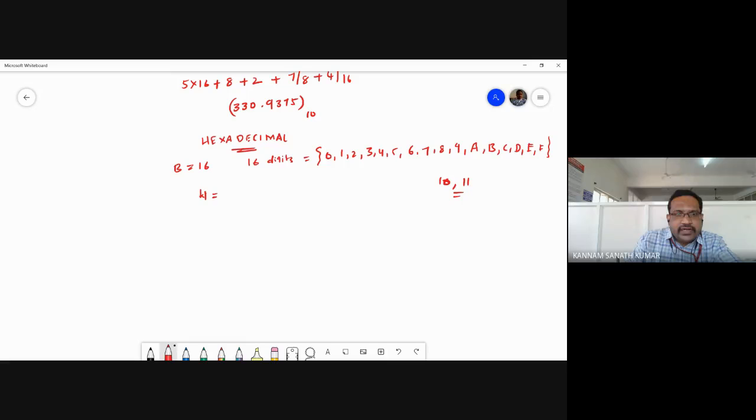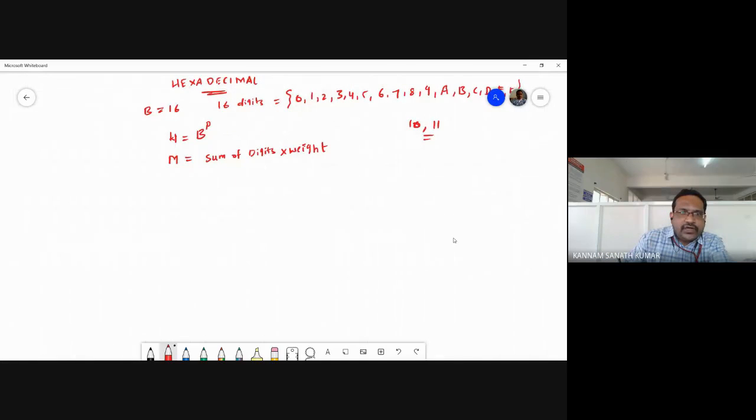Same thing. Weight equals base power position, and magnitude equals the sum of digits into weight. Okay, suppose consider one example. We need to convert the given number to decimal.